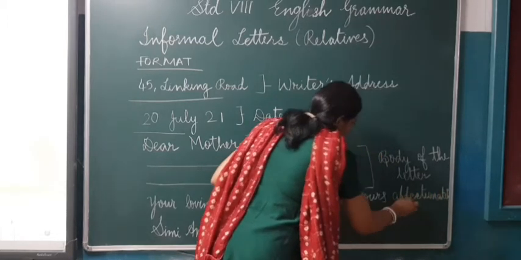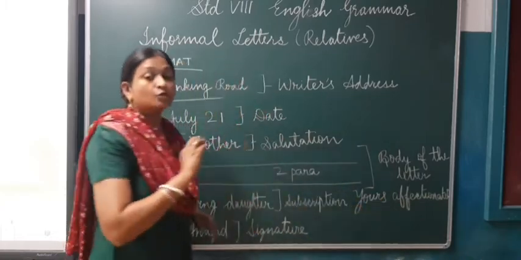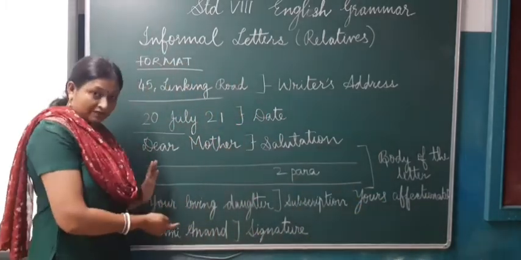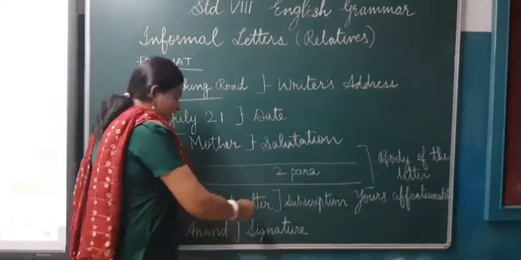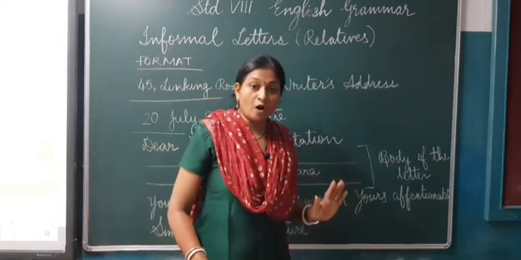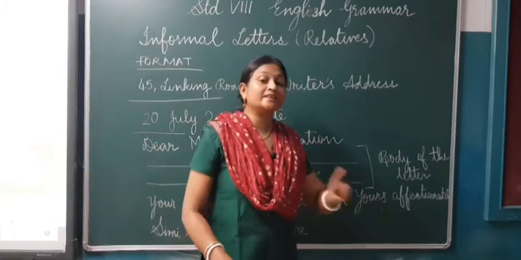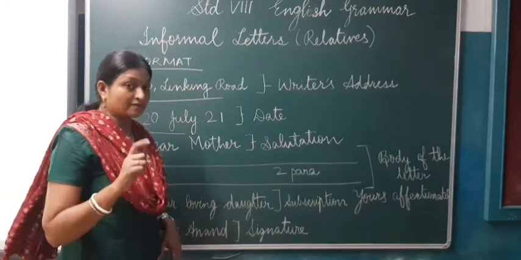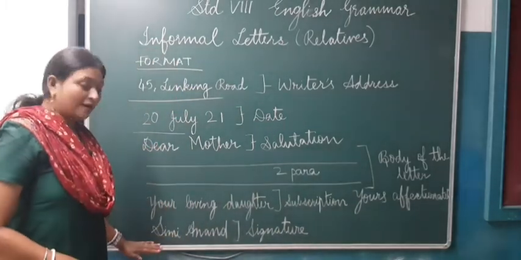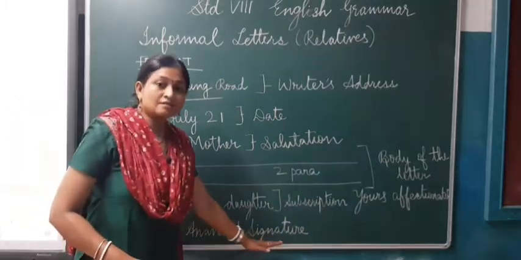Okay. Here, S, no dot. Either you write "your loving daughter," and if you are not writing so big, just write "yours affectionately" and see to it that there is no apostrophe S. If you write it, it's wrong. Then write your name, and that is your signature.